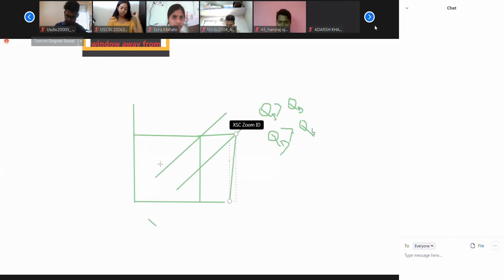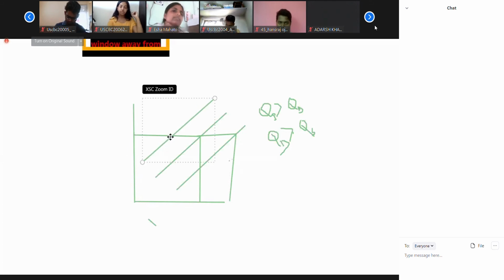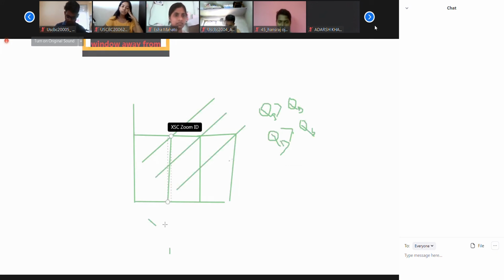Similarly, it will shift to the left. Supply curve shifting to the left means that even if the price is the same, look at this point: the supply has decreased from the previous position to this level. This is the supply. Got the point? Am I clear about this shifting of the supply curve to the right or left?